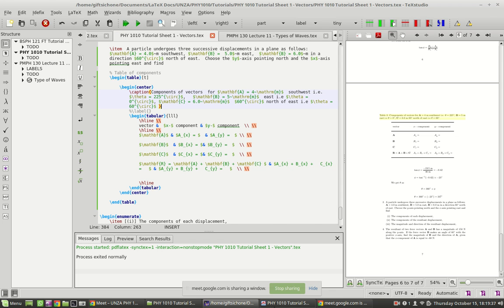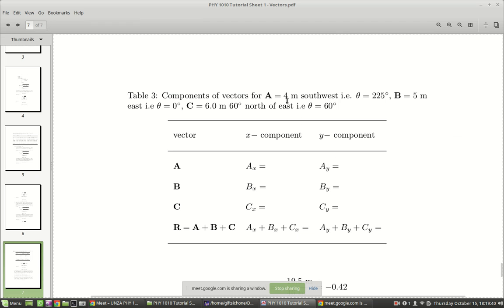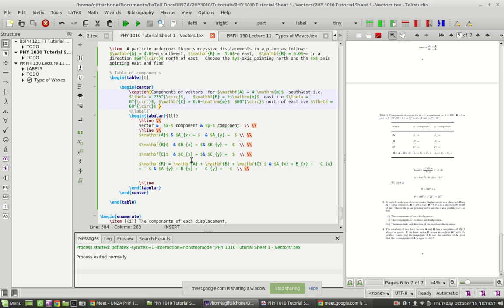Okay. So we have our vectors, the sizes of the vectors, with the angles. So let's work out these. In our case, how do we work out AX? How do you find AX? The magnitude of A cos the angle it makes.